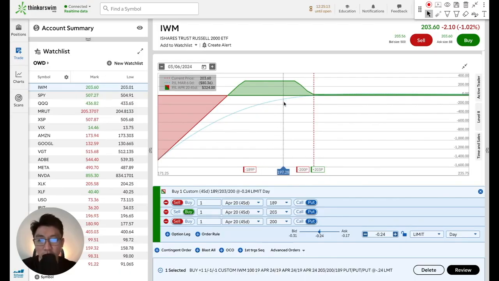This is 324. And if the market goes up, hey, at least we still get $24. So this is the wide put ratio spread.